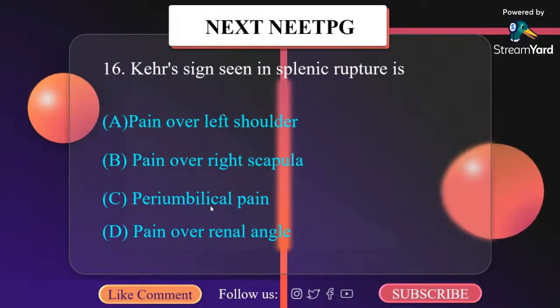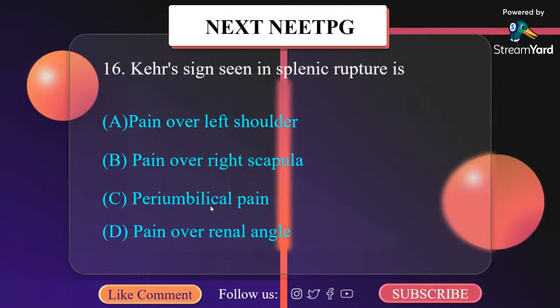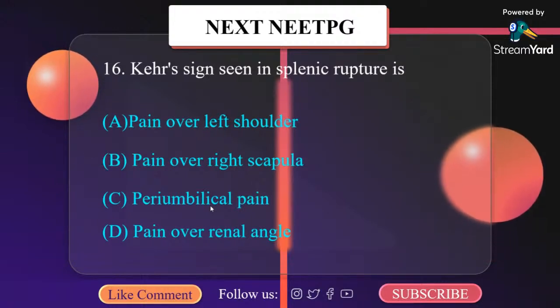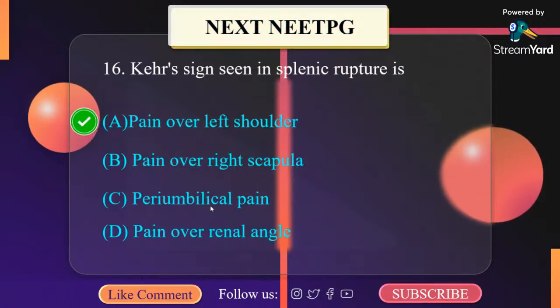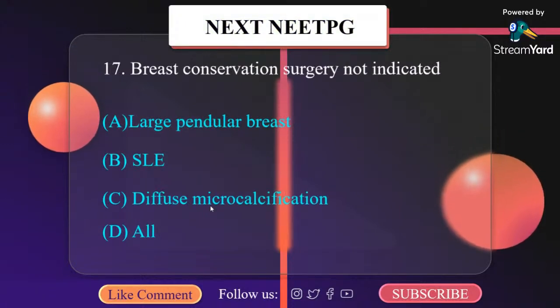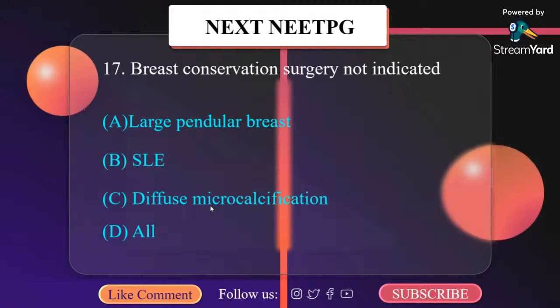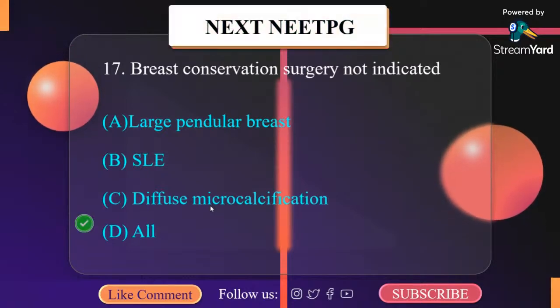Kehr's sign is seen in splenic rupture is A. Pain over left shoulder, B. Pain over right scapula, C. Periumbilical pain, D. Pain over renal angle. It is pain over left shoulder. Breast conservation surgery is not indicated in A. Large pendulous breast, B. SLE, C. Diffuse microcalcification, D. All. It is all.